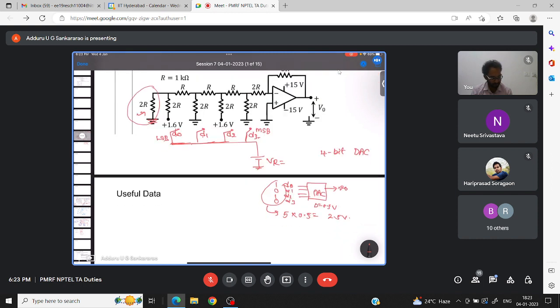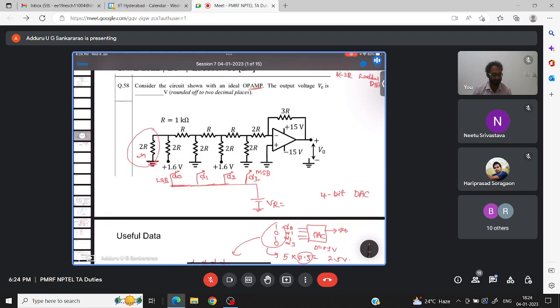This is about DAC, right? What is the step size? Only give the LSB as 1 and remaining all zeros. Then you find out the output. That is nothing but the resolution or step size, right? So resolution is 0.5 here. So a DAC converts digital input to some analog output.